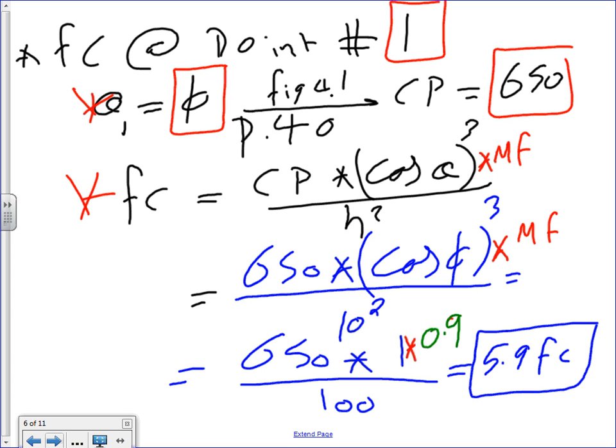5.9. Okay, 5.9. So the foot candle right underneath the fixture is what? 5.9. See how hard that is? Is that, talk about science? Is that hard? Any comments, any questions? So the light, Jamie, my friend, right underneath the fixture, you're going to get 5.9.